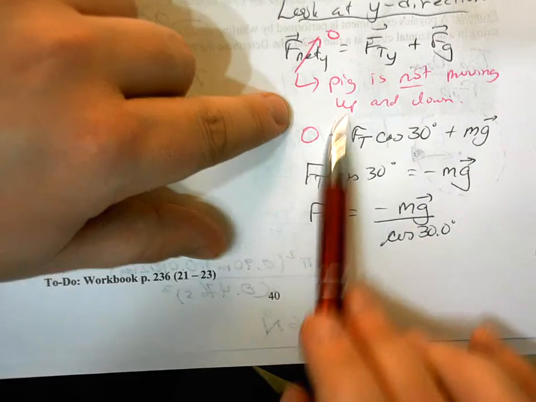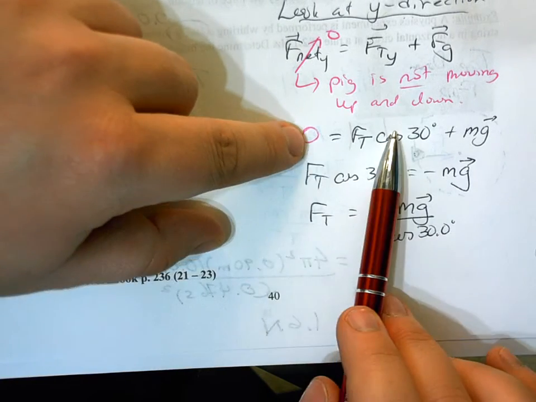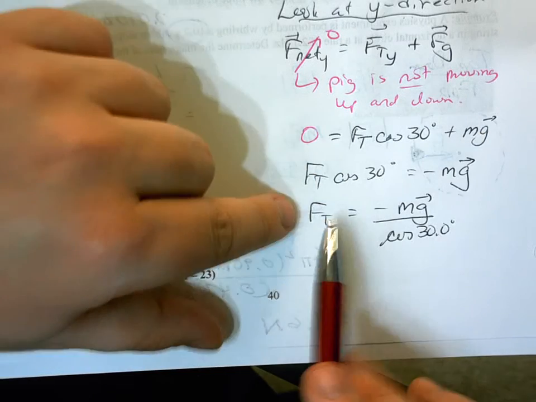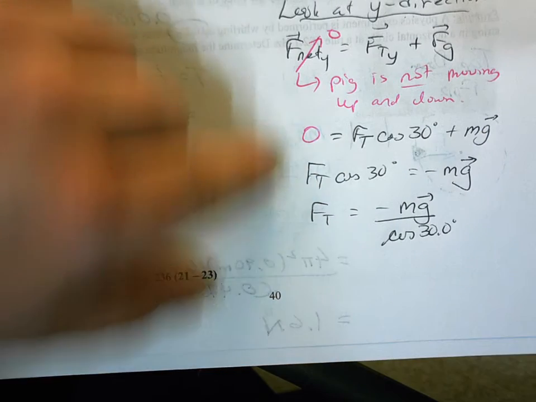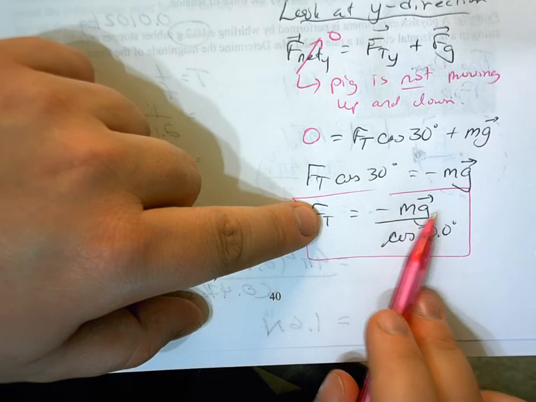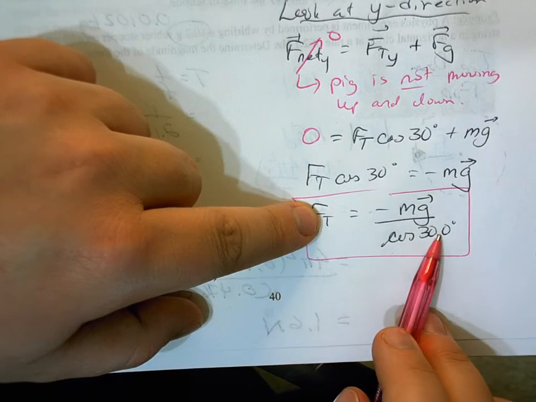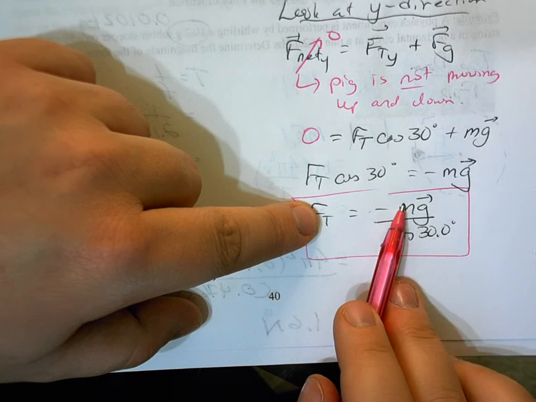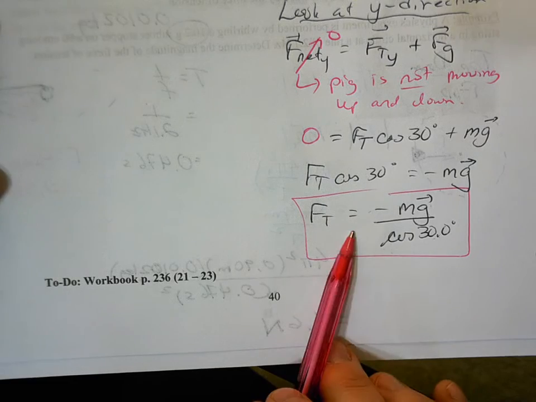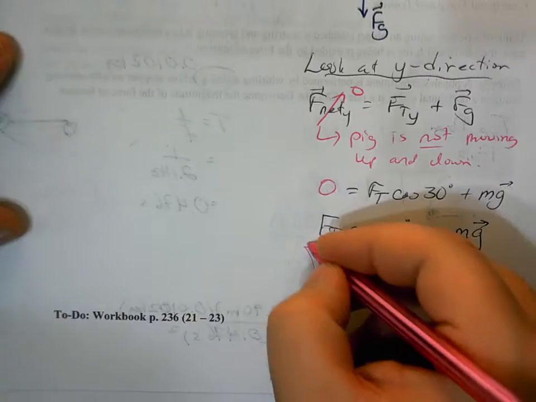So we're using the fact that the net force in the y direction is 0, so we have our tension component in y plus the force of gravity. Rearranging, what this is saying is that the magnitude of our force of tension is the negative of mass times g divided by cos of 30 degrees. We don't know the mass, we know g and cos 30 degrees, but what if I take this definition of the force of tension and put it in here? Maybe something magical is going to happen.